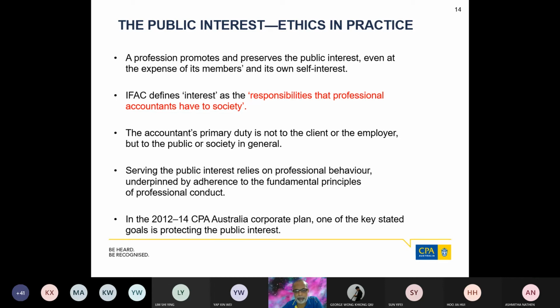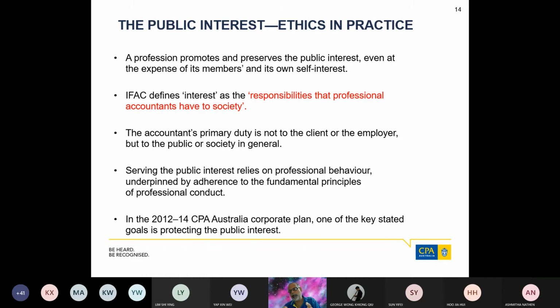So how can we serve these public interests? Professional behavior. Behaving in a professional manner, adhering to the fundamental principles of professional conduct. Then one of the goals is protecting public interest. So again and again, this is mentioned. I hope I have got this message very clear to you. A profession promotes and preserves public interest, even at the expense of its own members and its own self-interest.